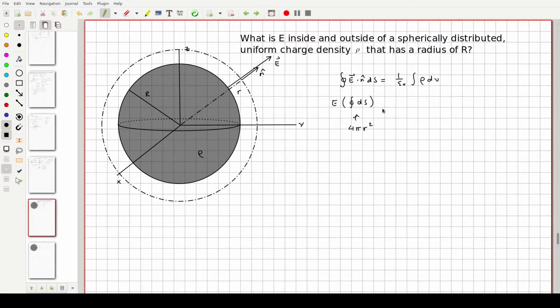So what about here on the right-hand side? I have 1 over epsilon naught. I have rho, which is a constant. And I'm integrating the volume, dV. Well, what's the volume here? The volume of a sphere, and I want to be very clear, the volume that I'm integrating here is where the charge lives. This is where the charge lives. So when I add up all of the charge, that charge sits in a volume that is 4/3 pi times big R cubed.